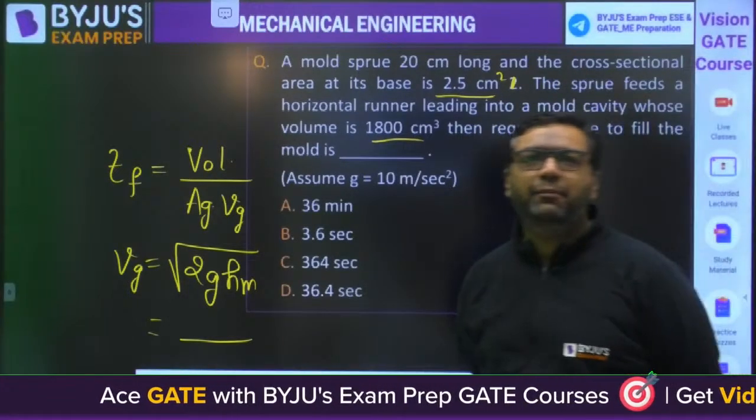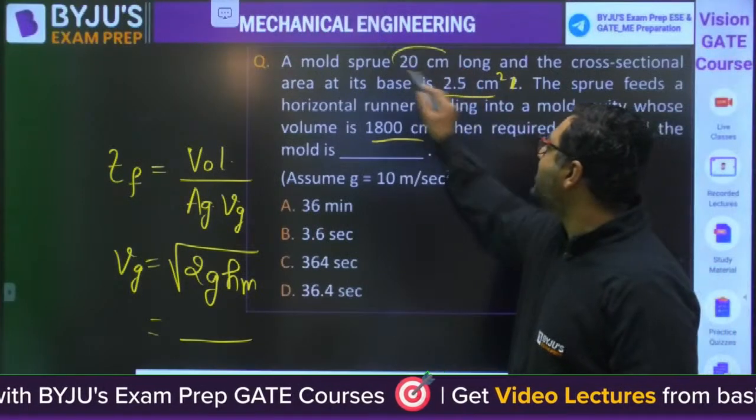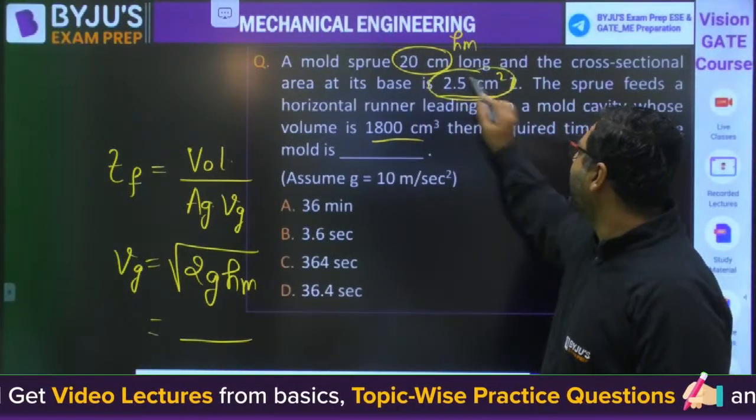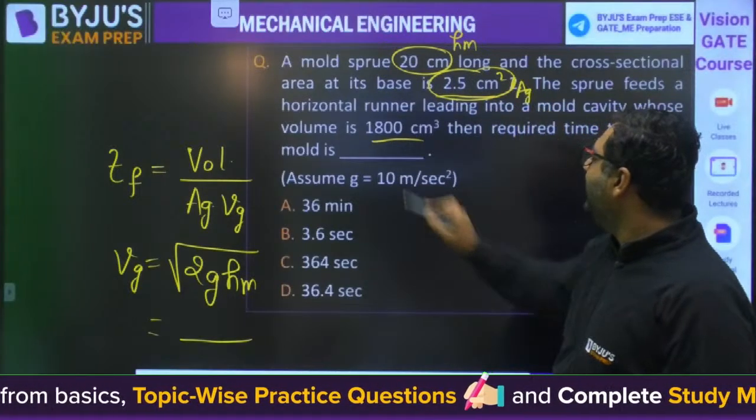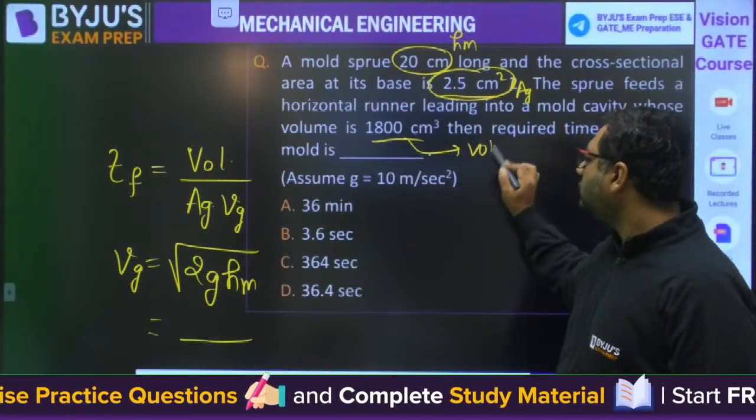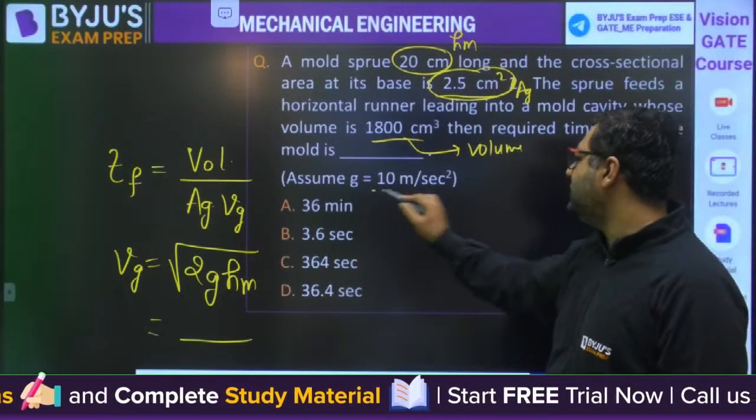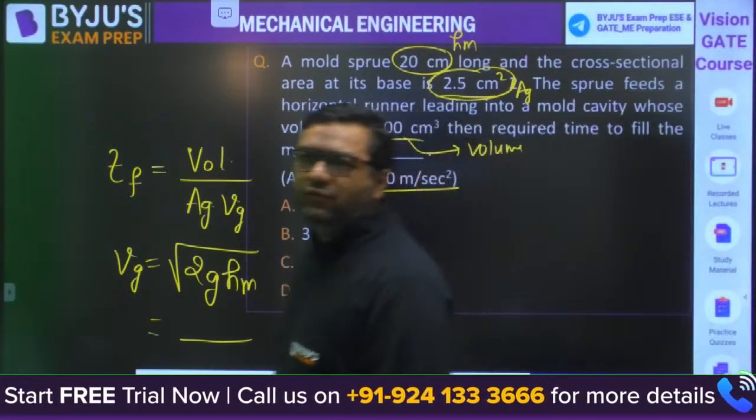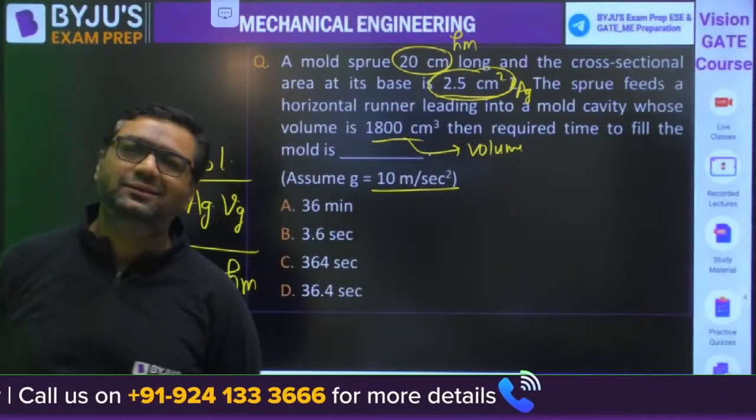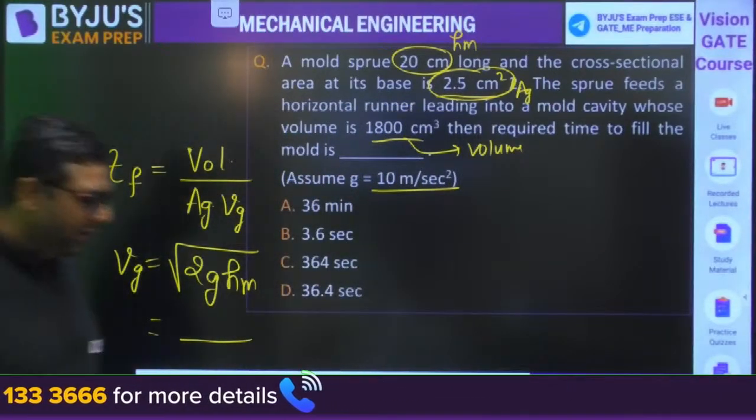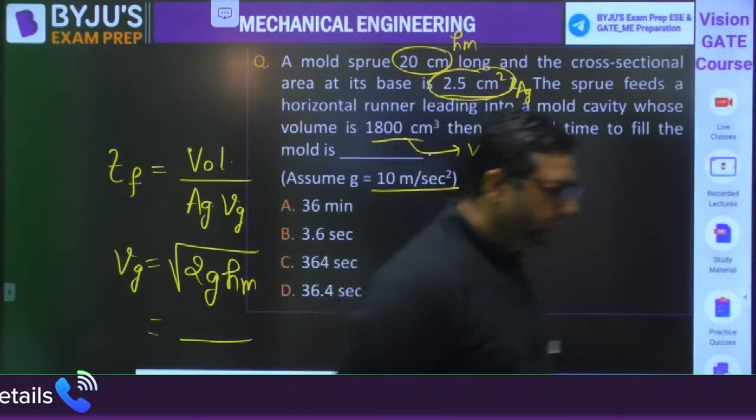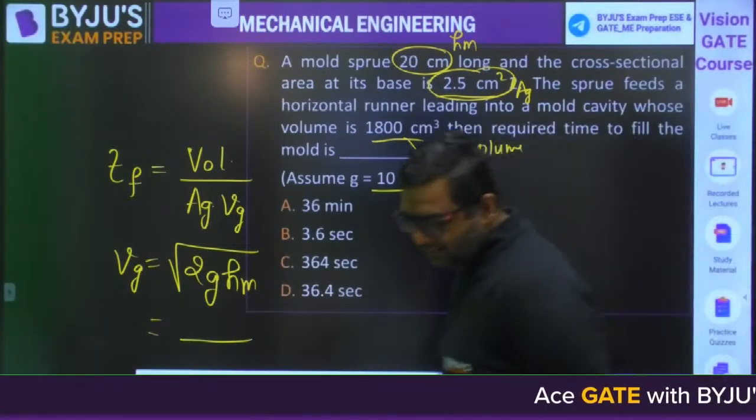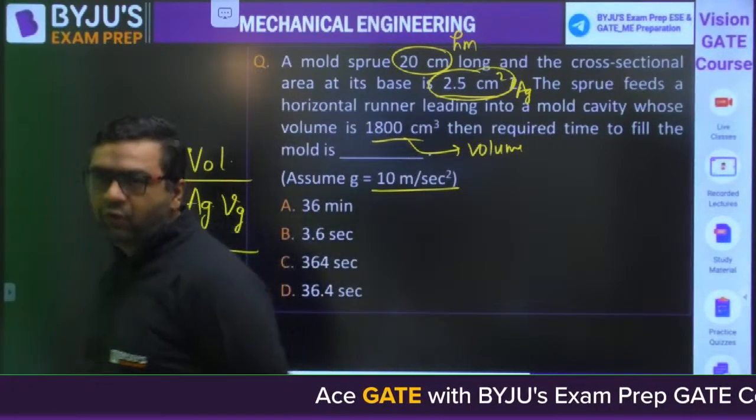They have already mentioned this is the hm value, this is the Ag value and this is the volume. They have also mentioned take g as 10 meter per second square. So what would be the answer for this? Rohan, Tushar, Sai Ram, tell me the answer guys. This is a numerical from the casting.